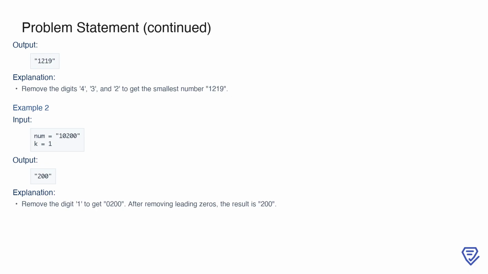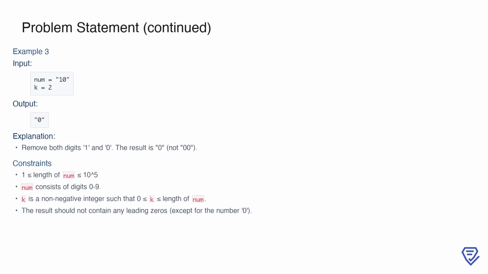leading zeros. In the third example, if number is 10 and k is 2, we need to remove all the digits in the string. Removing both 1 and 0 gives us an empty result, but since the problem specifies that the output must be 0 in such cases, the function should return 0. This example highlights how the problem handles cases where the entire number is removed.